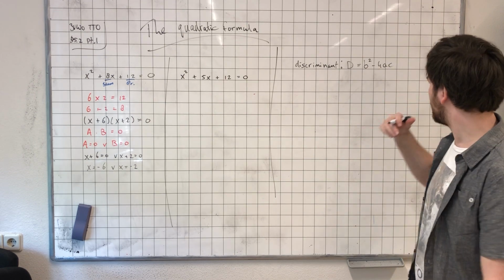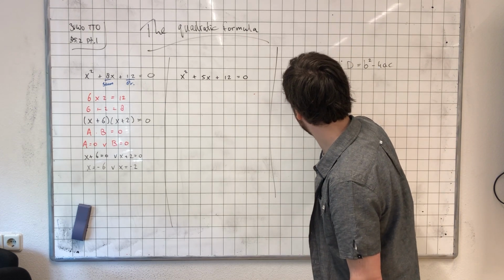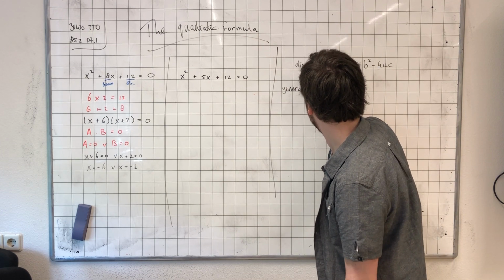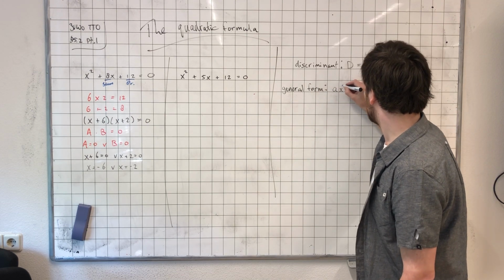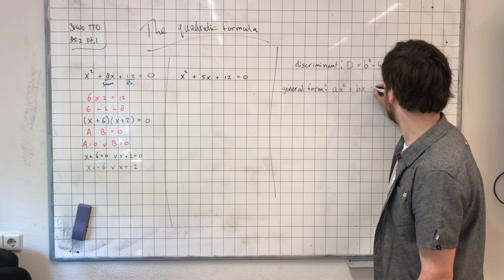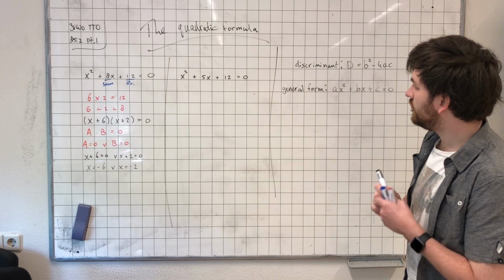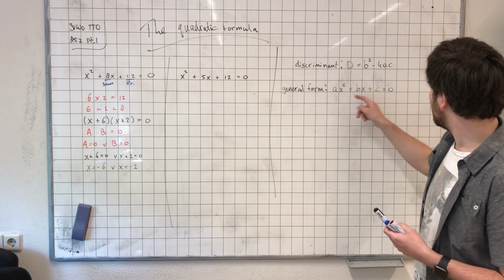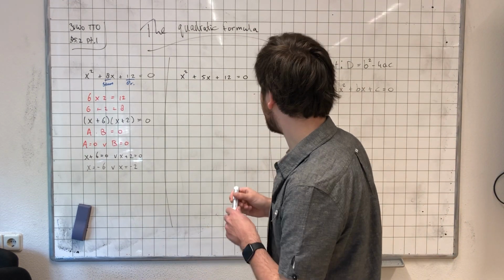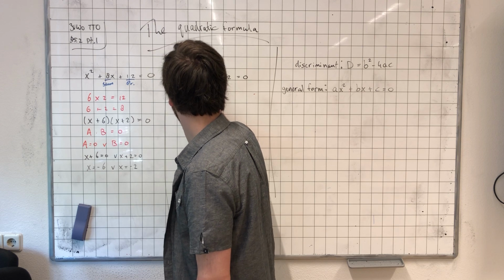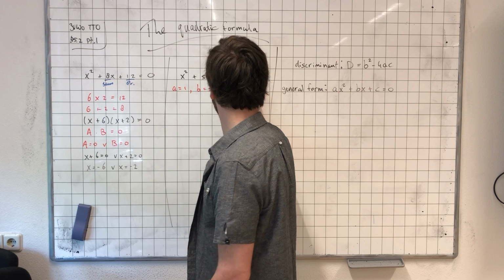And then you are probably wondering, okay, what's a, b, and c? Well, the general form of a quadratic equation was ax squared plus bx plus c is equal to 0. So those are the same letters. So in this case, our a is 1, b is 5, and c is 12.